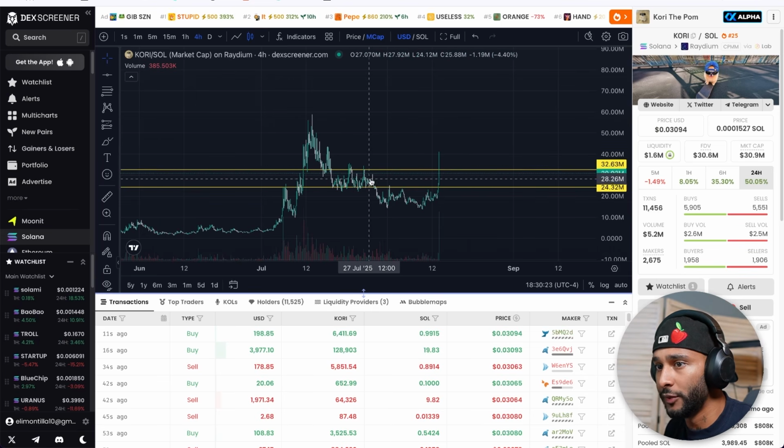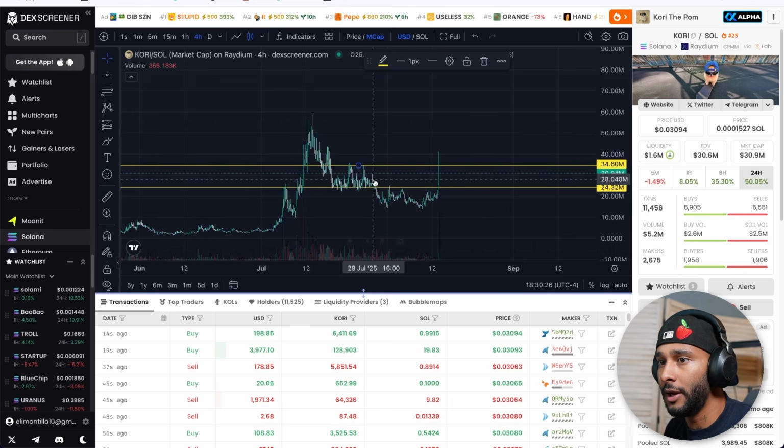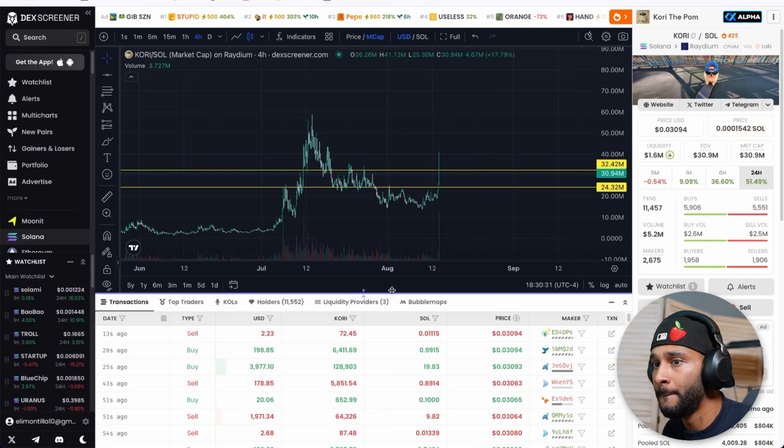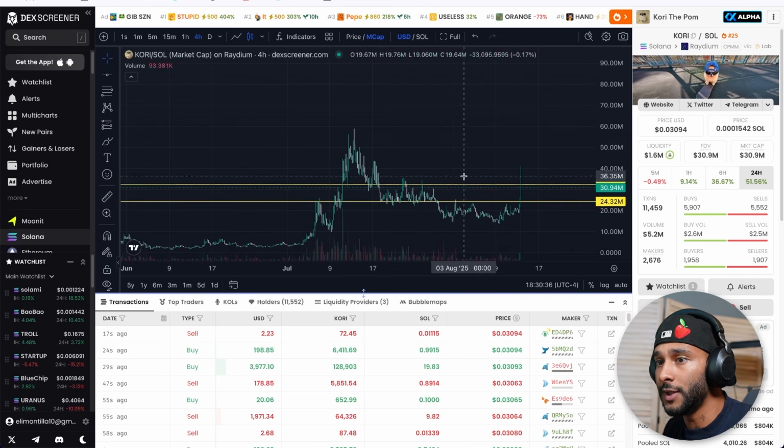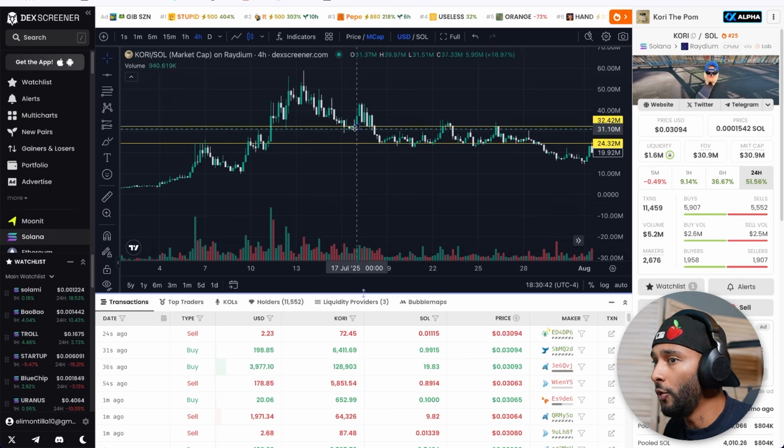Again, multiple rejections. I could just put it up here if there was no more information here, but now we have a little bit more information. You see, this is a stronger area of resistance. And if you look closely, this was also a previous floor. This was support and became resistance over here.